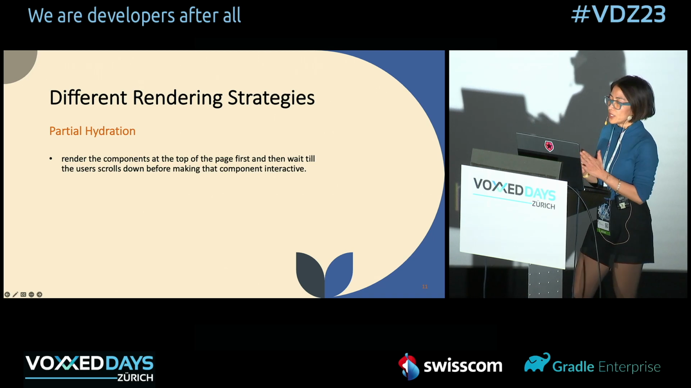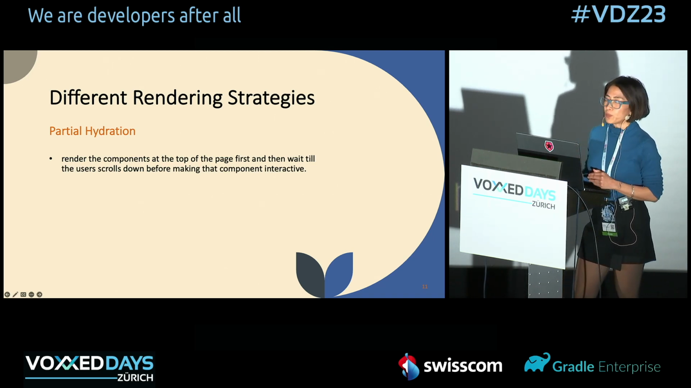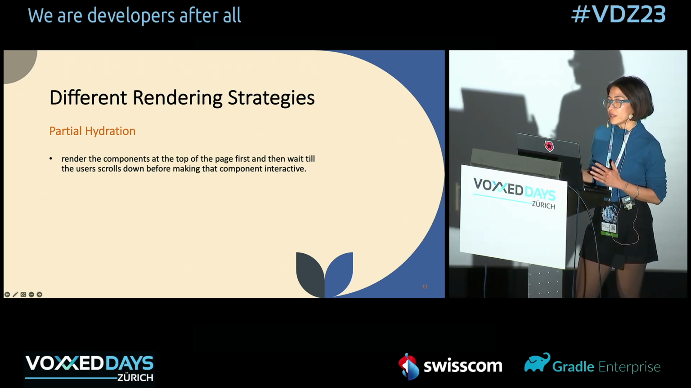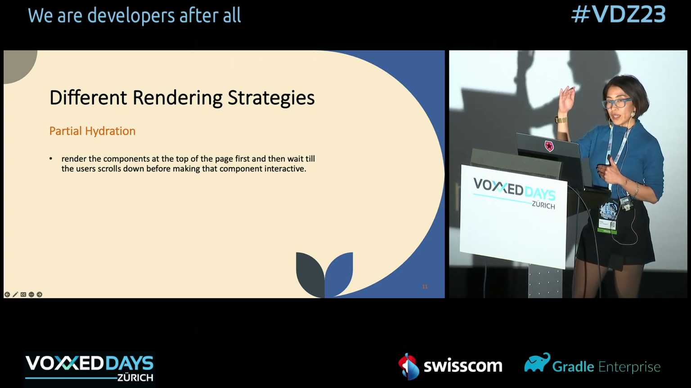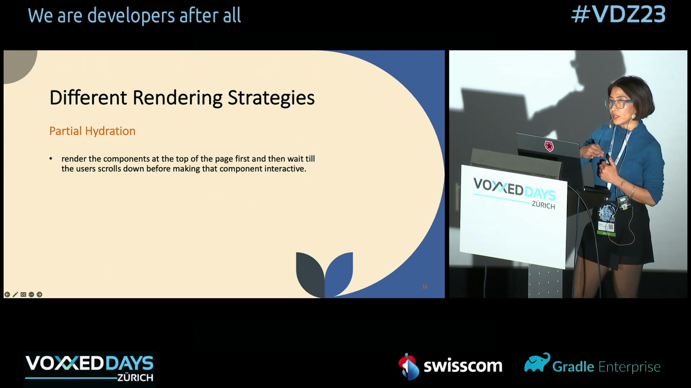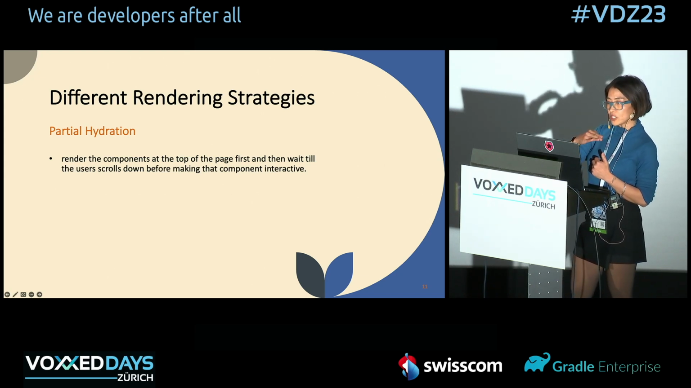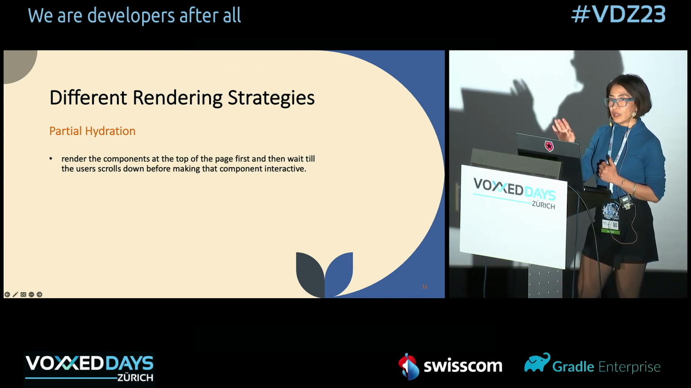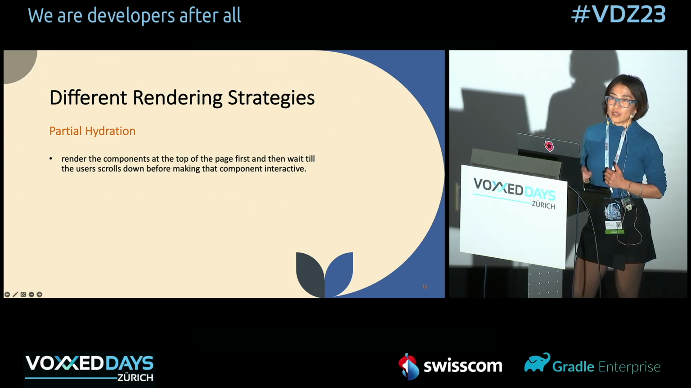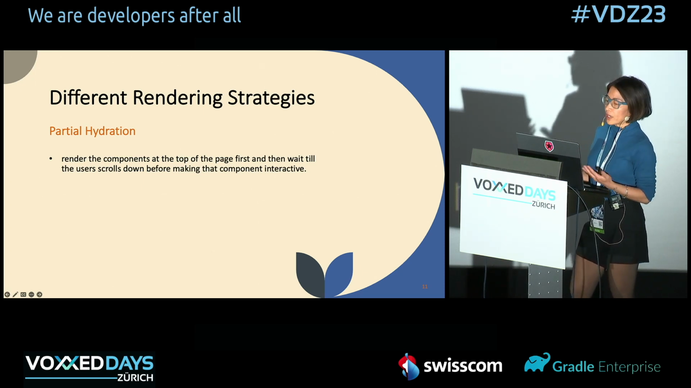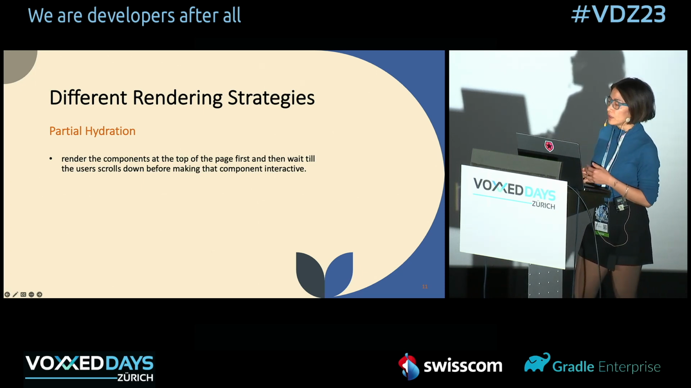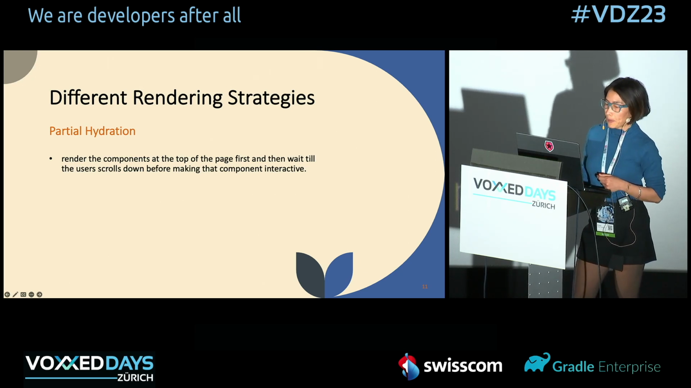And then here we have partial hydration. With partial hydration, the idea is that you might render the components at the top of the page first, and then wait until the user scrolls down the page before making the component interactive. There are many tools that support code splitting, to break your apps into smaller chunks to facilitate lazy loading patterns like this.